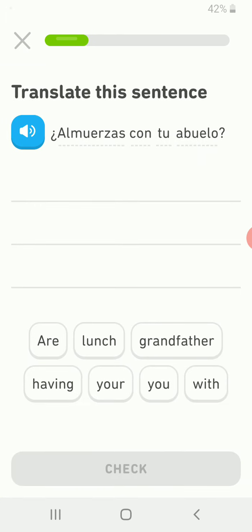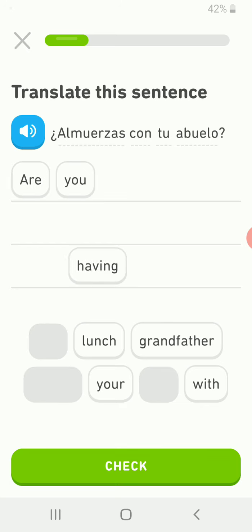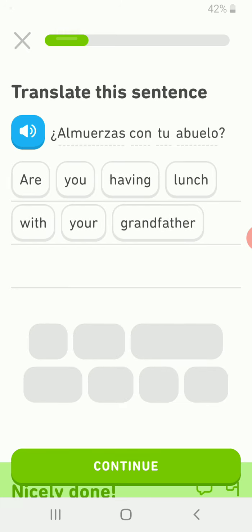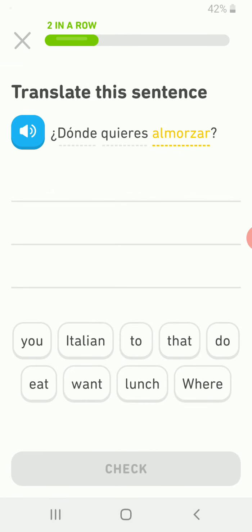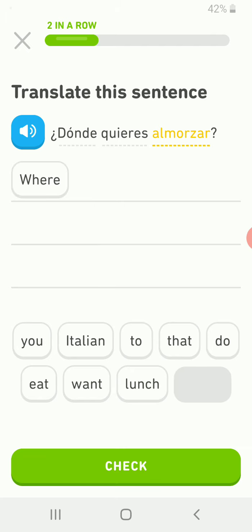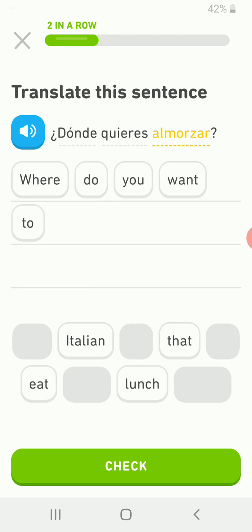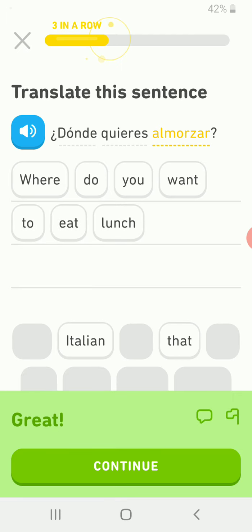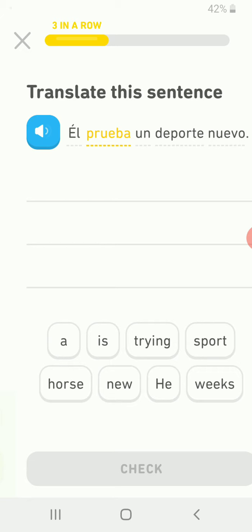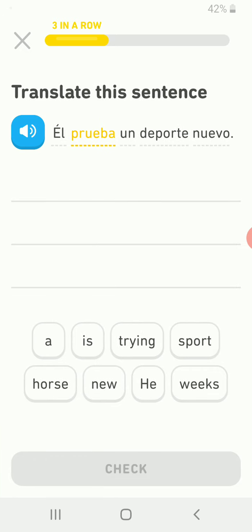¿Almuerzas con tu abuelo? Almuerzas con tu abuelo, or are you having lunch with your grandfather. ¿Dónde quieres almorzar? Where do you want to eat lunch? So, ¿dónde quieres almorzar? Él prueba un deporte nuevo. Deporte is sport, a new sport.